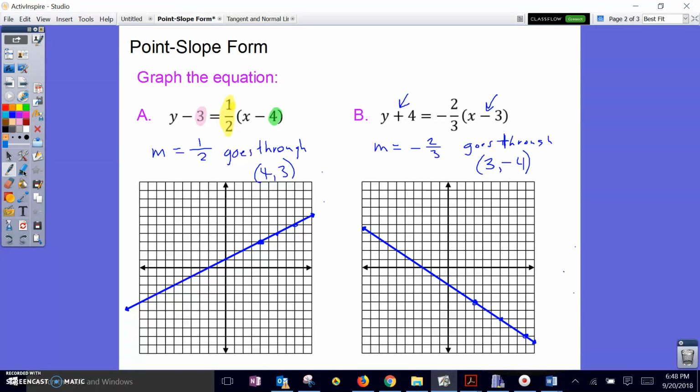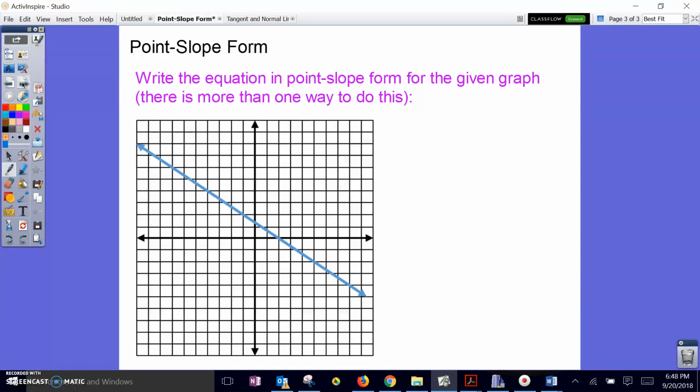So that's how I can graph an equation that's in point slope form. I identify the slope, I identify the point, I plot the point, and then I use the slope to get additional points. Alright, last example in this little lesson on point slope form. We're going to write the equation in point slope form for this graph.